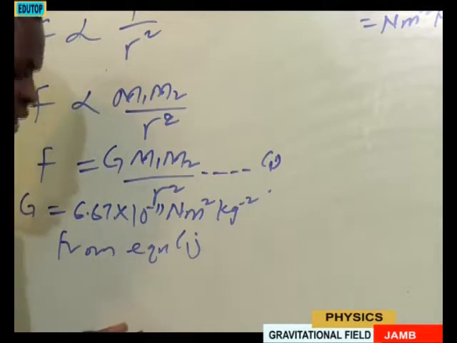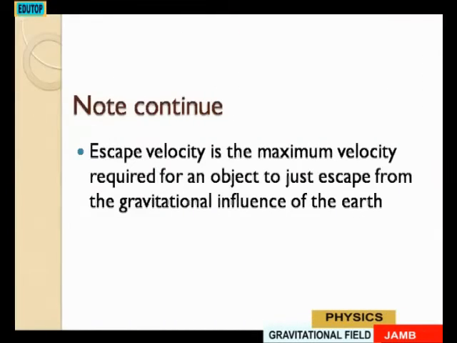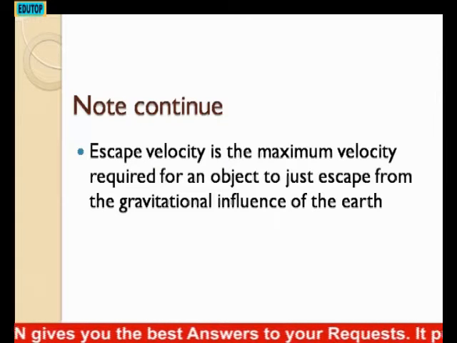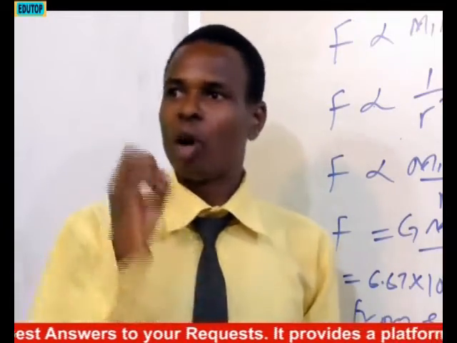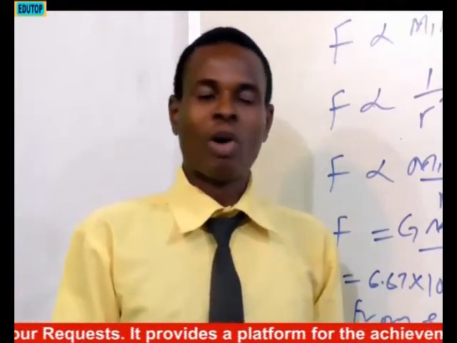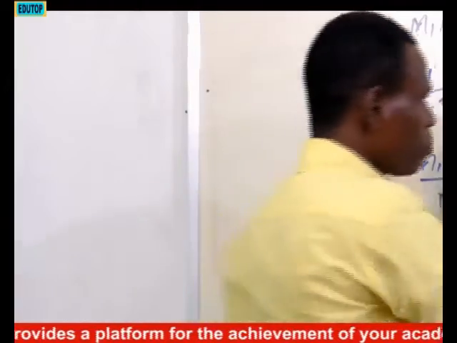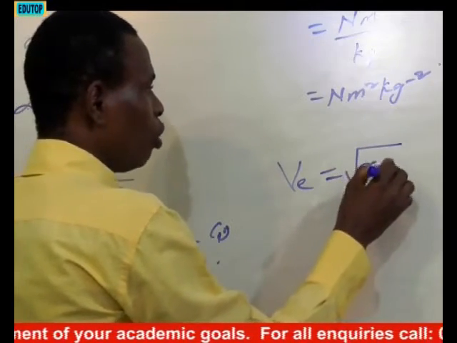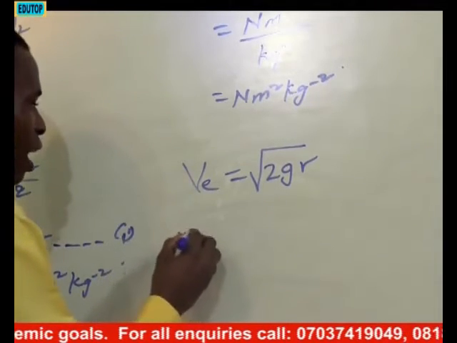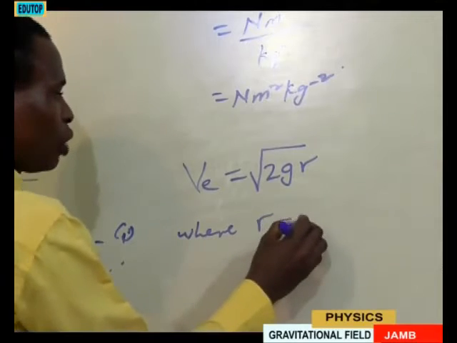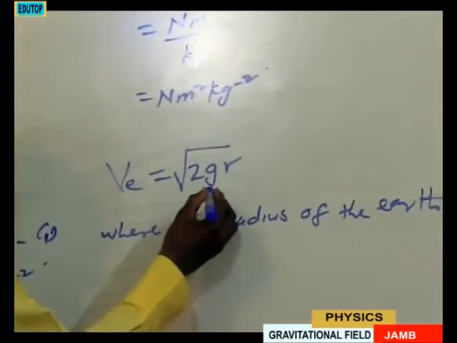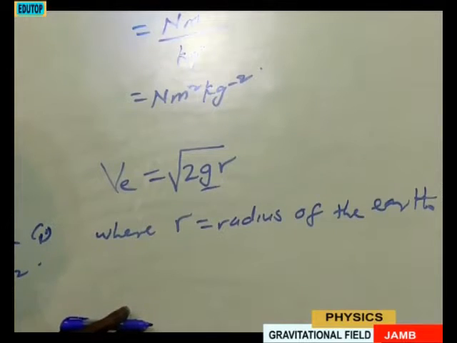But before we go into that, we are still going to consider what we call escape velocity. Escape velocity is the maximum velocity required for an object to just escape from the gravitational influence of the Earth. And the escape velocity, mathematically, VE, is equal to the square root of 2gR. Here, our capital R is what we call the radius of the Earth.